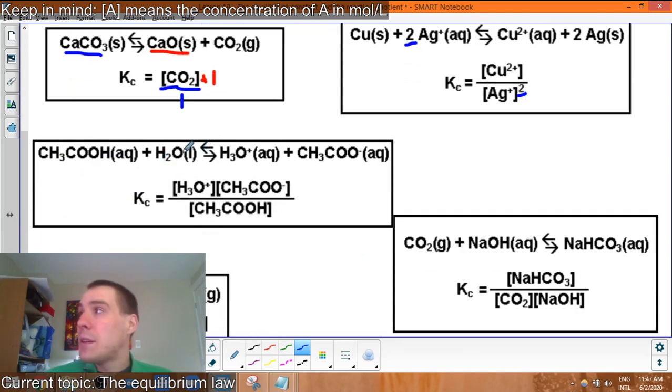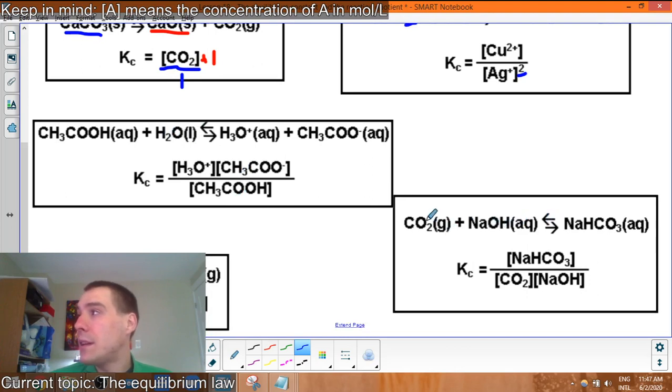Here we have liquid water that just goes away. So the 2 products are aqueous, and so they stick around on top. And underneath we have the acetic acid, but it's the only thing underneath because this water is liquid, so we ignore it.